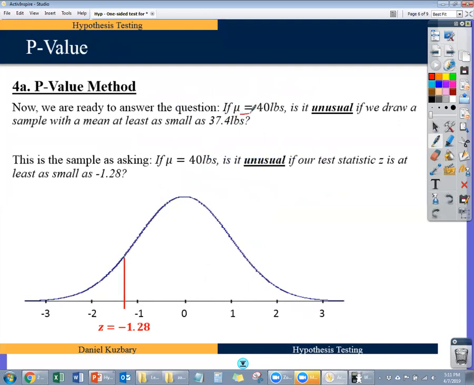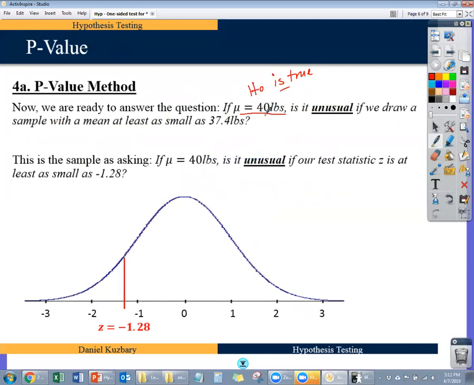If mu is really 40 pounds, this is H naught. If this is true, we're assuming it's true. If this is really true, is it unusual if we draw a sample with a mean that's at least as small as 37.4 pounds? So the question is, if the population mean is really 40, how strange is it that we get a sample mean that's almost 3 pounds less than that?